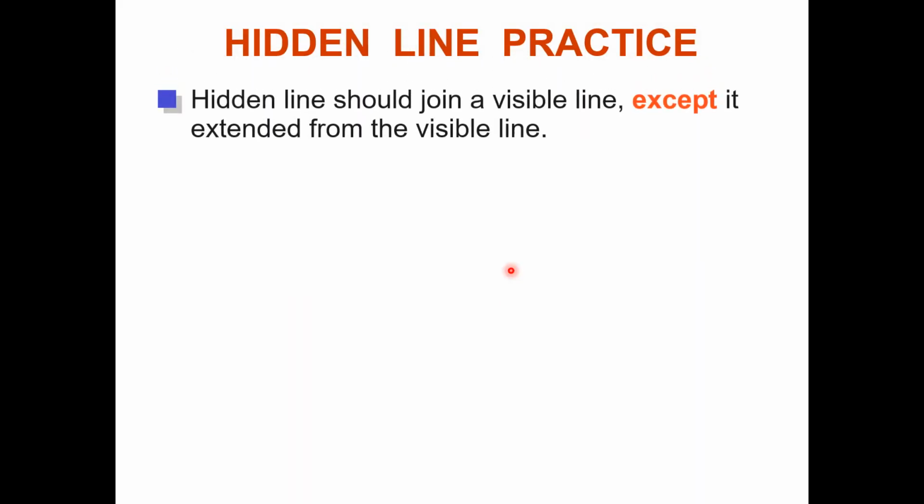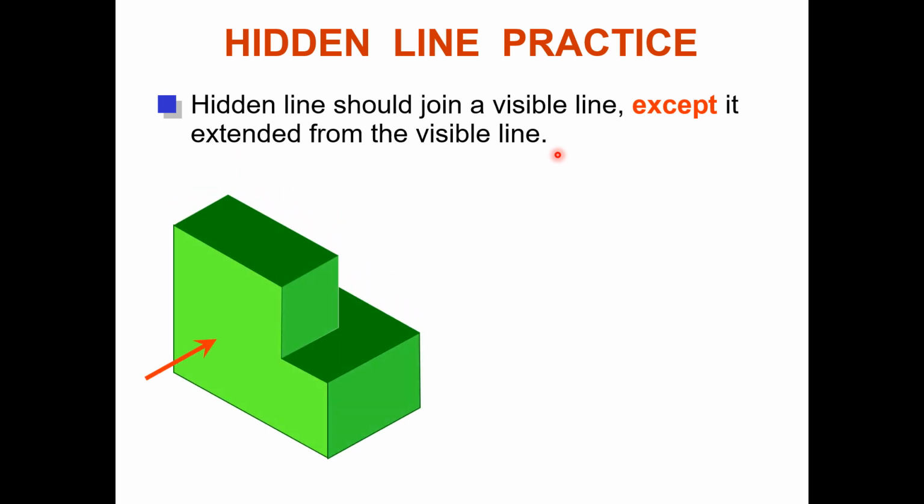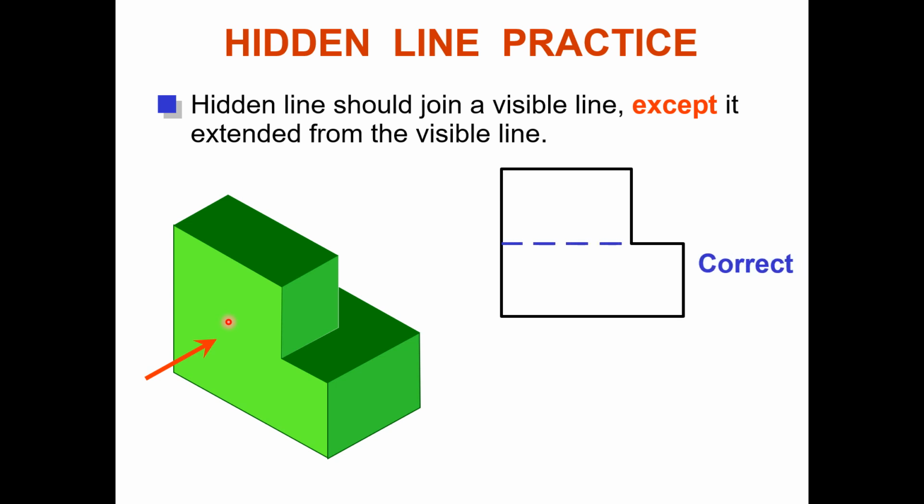Okay, you can indicate: a hidden line should join a visible line except when it is an extension of the visible line. Here is an example of what it means. When you see from this side, you can understand that on the other side there is a cut, it means we have to show it with a dash line. How will we show it? Correct. When we start, that will join, and when it ends, leave a space.